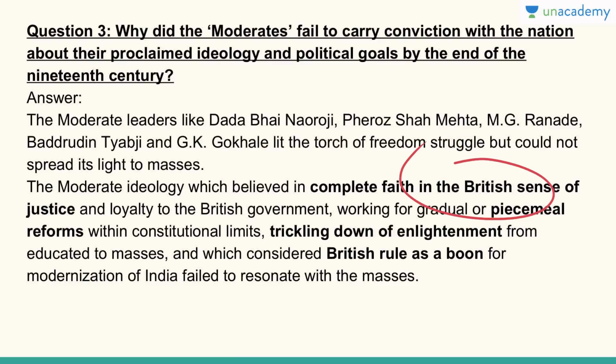Because they had complete faith in the British sense of justice, they were loyal to the British government, they were working for gradual, slow, piecemeal reforms within constitutional limits. They were not thinking out of the box. They believed in the trickling down of enlightenment from the educated to the masses. They considered British rule a boon for the modernization of India, and they failed to resonate with the masses.